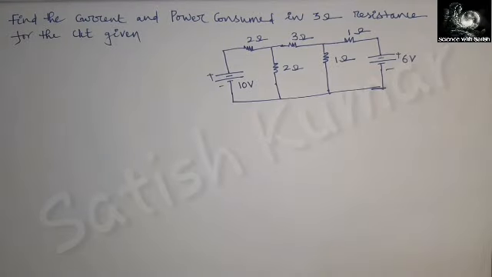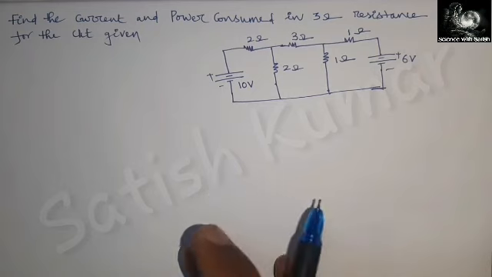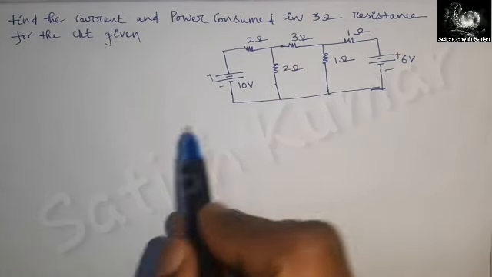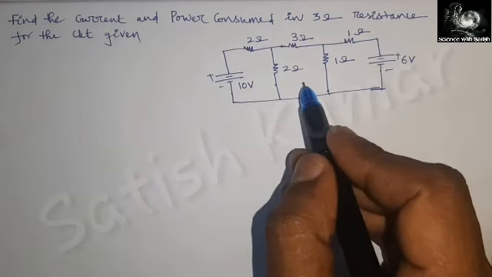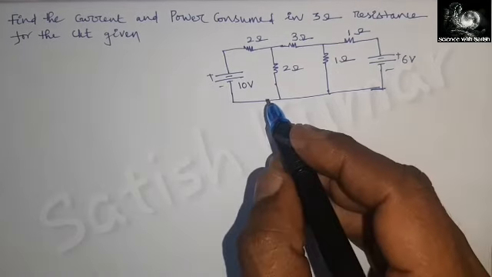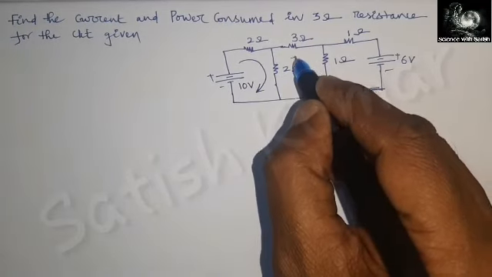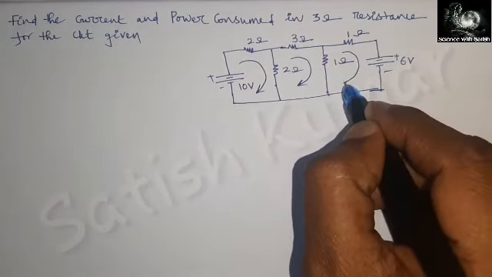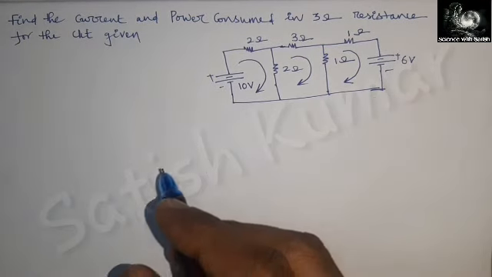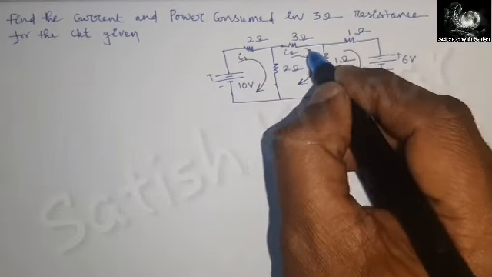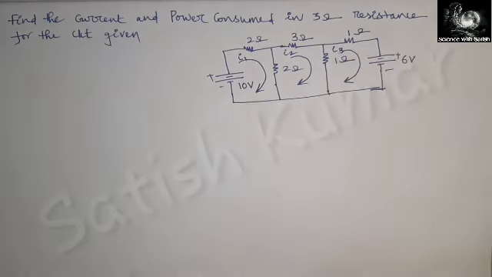This problem is based on Kirchhoff's voltage law, the algebraic sum of potentials in a closed loop is 0. So, here in this problem we have 3 loops: loop 1, loop 2, loop 3. The current direction is your choice. So, I am considering the clockwise direction in the 3 loops. It is up to you. You can choose any path. Let the current in this be I1, this be I2 and this be I3.